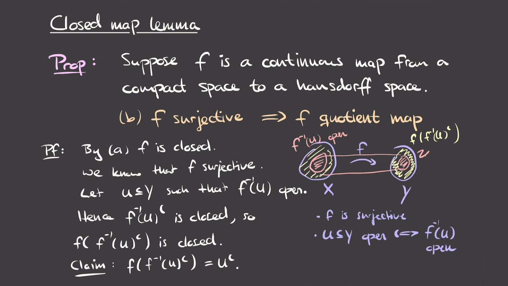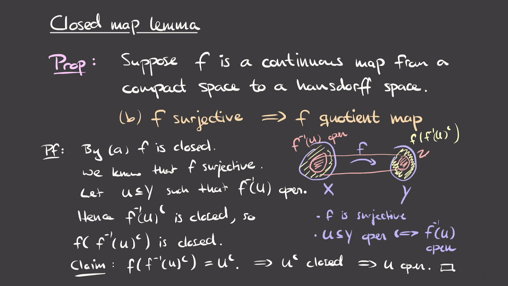And now because F is closed by part A of the closed map lemma, we conclude that the image, so this image of the complement of the preimage, is closed in X. And now I've shown that this image is actually the same as U complement. So this means that U complement is also closed because it's equal to this image of a closed set under a closed map. And this then in turn implies that U is open. And this is all that we needed to show in order to prove that F is a quotient map.